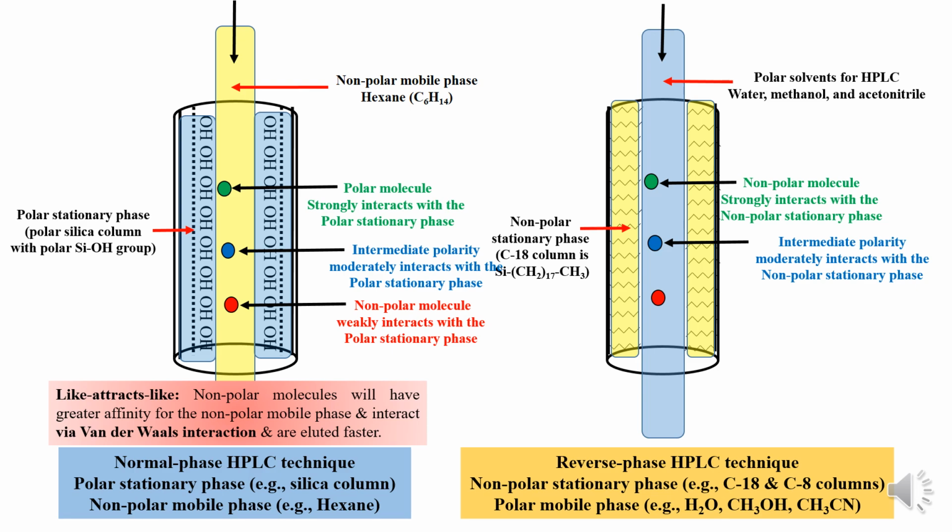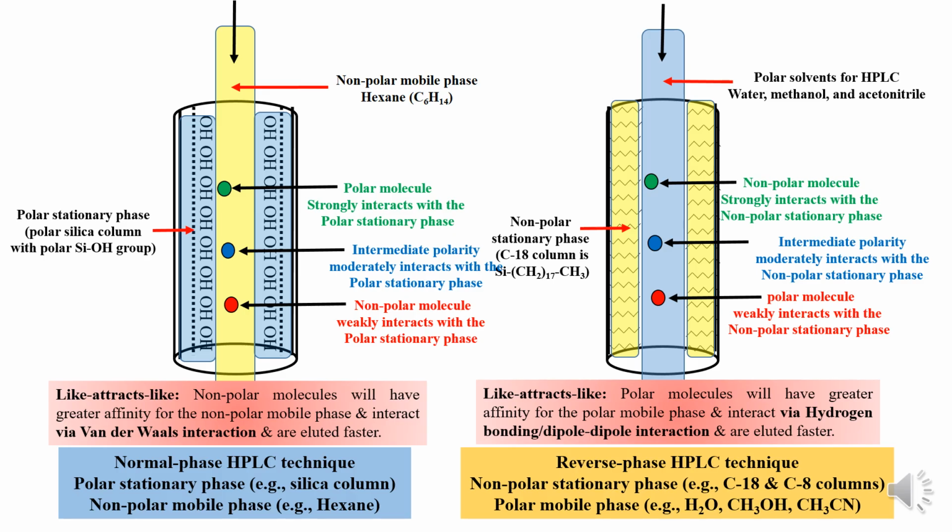So in case of a molecule of intermediate polarity, it interacts equally with both the non-polar stationary phase as well as the polar stationary phase. While in case of a polar molecule, it weakly interacts with the non-polar stationary phase and hence it is eluted out of the column. So it is interacting strongly with the polar mobile phase.